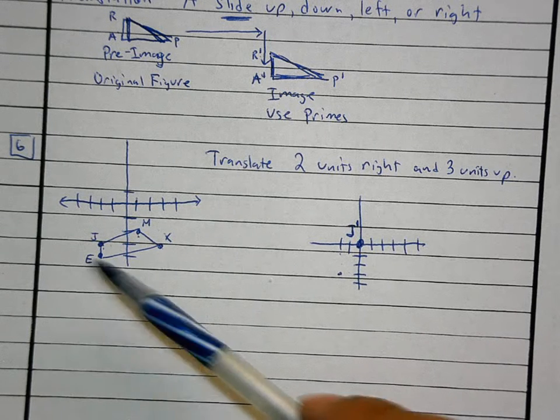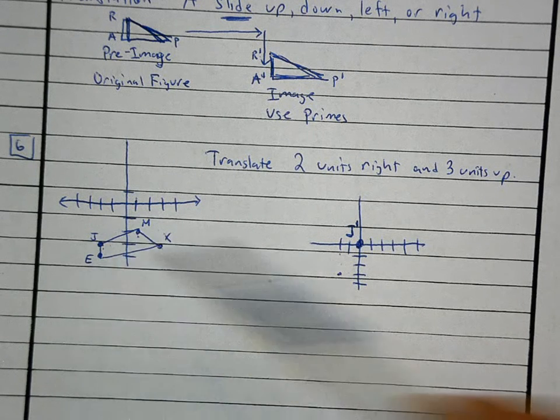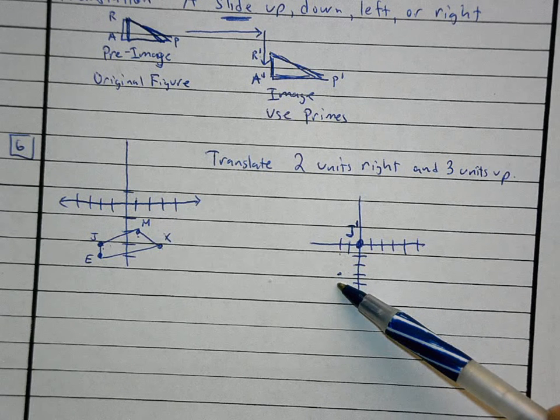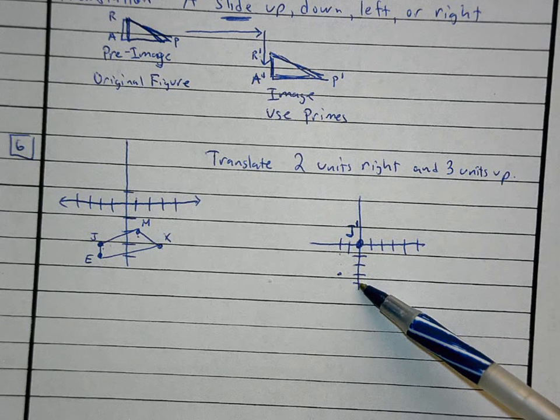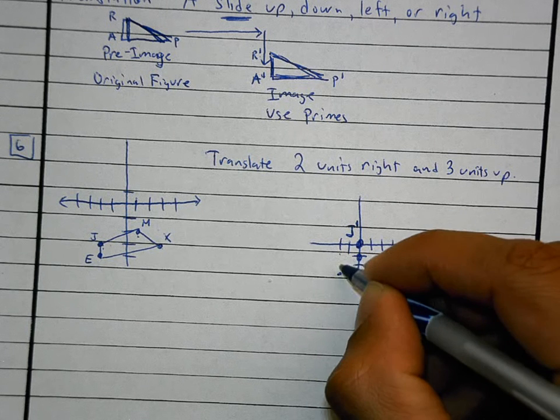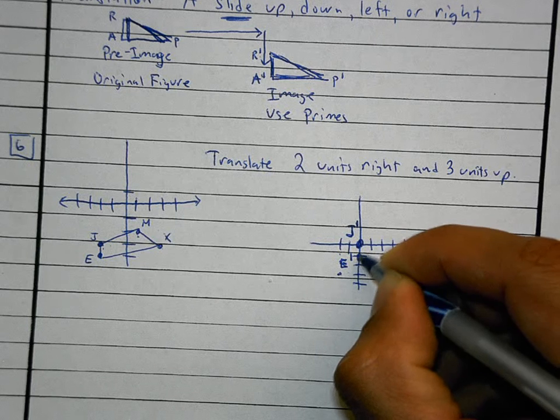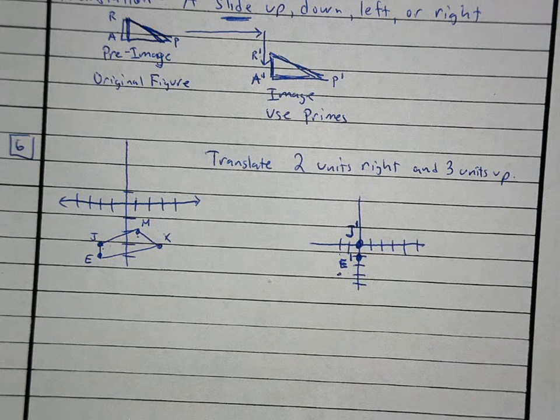What else do I have to translate? I have to translate the E. So the E is over at -2, -4, and I have to go to the right 2, 1, 2, and up 3, 1, 2, 3. So my new E is right here. E prime is this one right there. Do you know how to do the M prime and the X prime? If you do, go ahead and finish that.